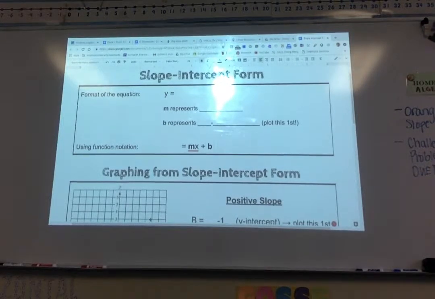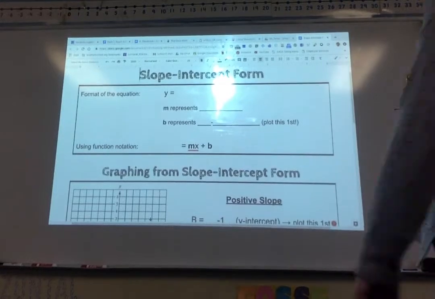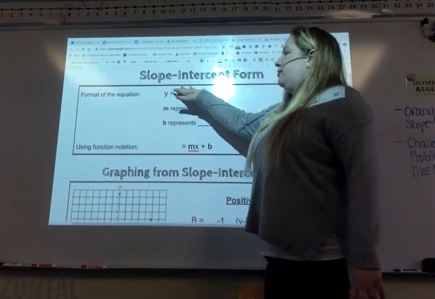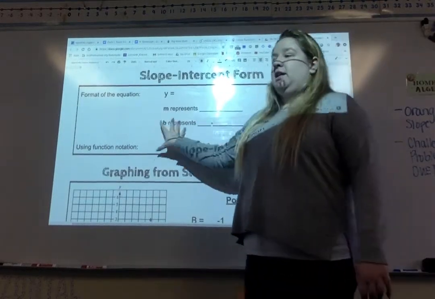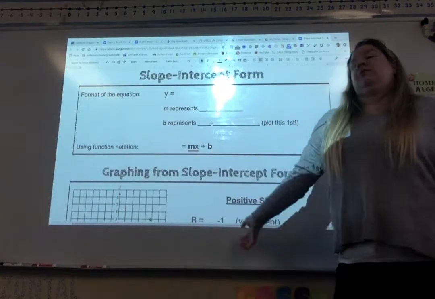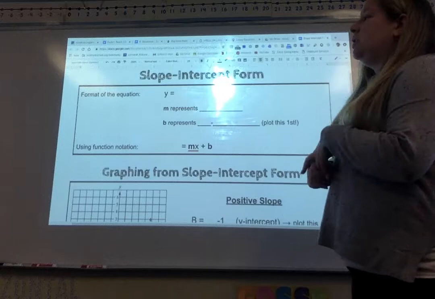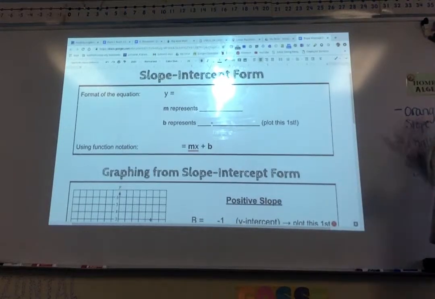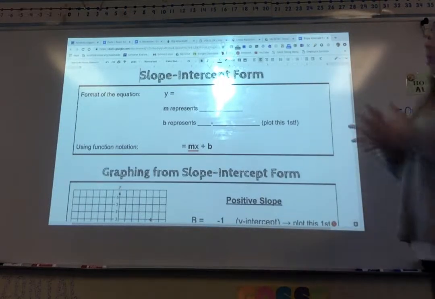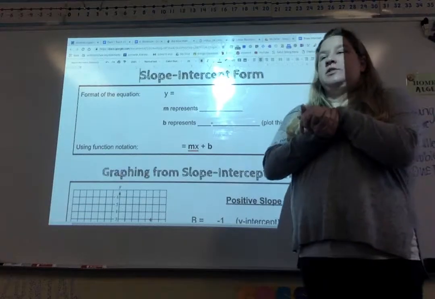Don't forget to number this page with page 3 at the top. So in the first box, labeled slope-intercept form, we're going to be breaking down that equation and then re-putting it back together. You guys have already worked with this equation, but now you're going to know what each part specifically represents. So, how many of you have heard of slope-intercept form?